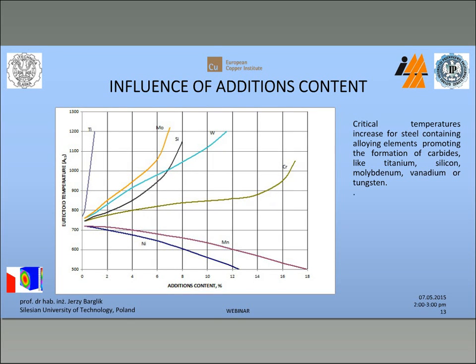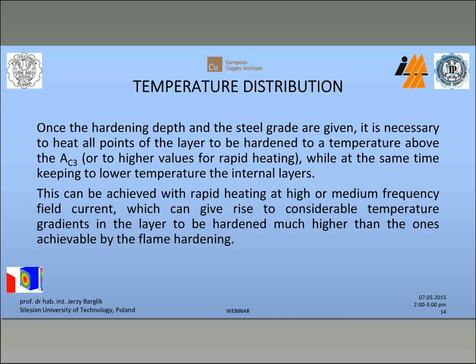So the critical temperature increases for steel containing elements like carbides, titanium, silicon, molybdenum, vanadium, or tungsten. Of course, the hardening depth and the steel grade are given, and it is necessary to heat all points of the layer to be hardened to a temperature about AC3, and as I mentioned, to higher values for rapid heating, while at the same time keeping a lower temperature in the internal layer, which should remain soft.